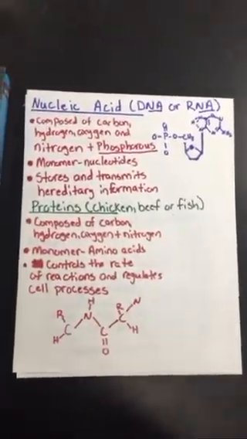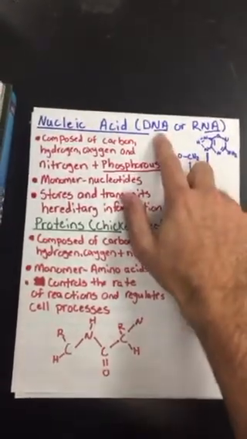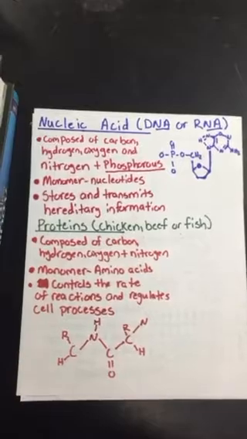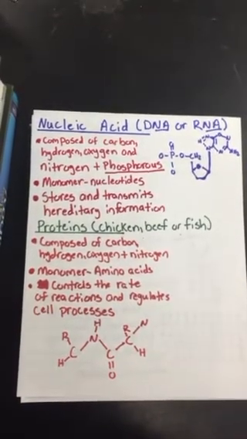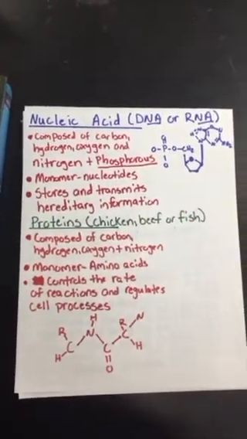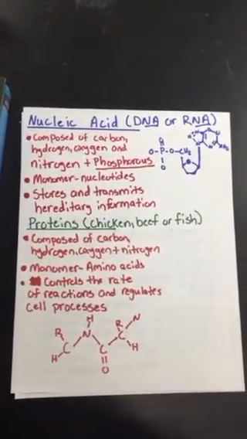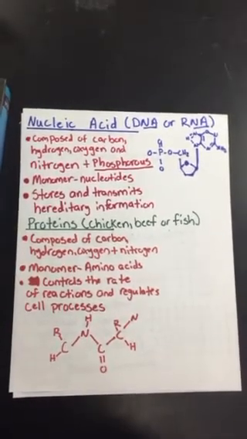We had nucleic acid. Remember, nucleic acid is DNA or RNA, with that NA giving that example there for nucleic acid. It's composed of carbon, hydrogen, oxygen, nitrogen, and phosphorus. So that phosphorus stands out there with nucleic acid. Its monomer is nucleotides, and it stores and transmits hereditary information. That's where that DNA comes from.